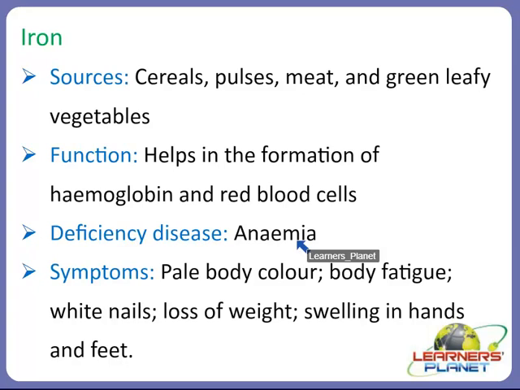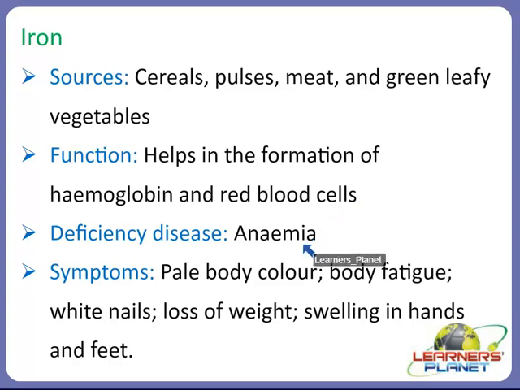anemia. In the same way, lack of iron in our body can lead to anemia, because it also helps in the formation of hemoglobin, which is a very important pigment present in our body, and it also helps in the formation of red blood cells, right? So the deficiency disease caused due to the lack of iron is anemia, right?